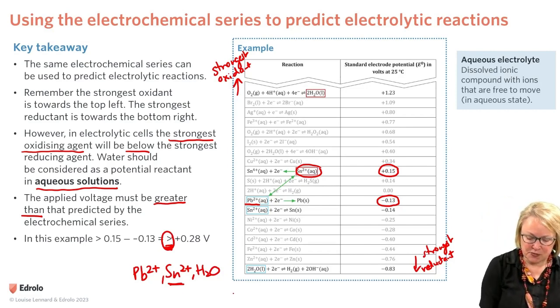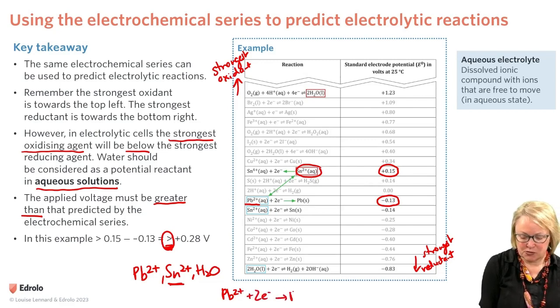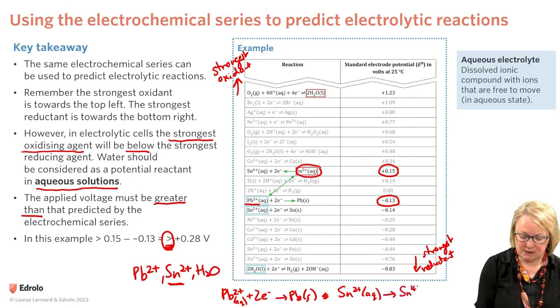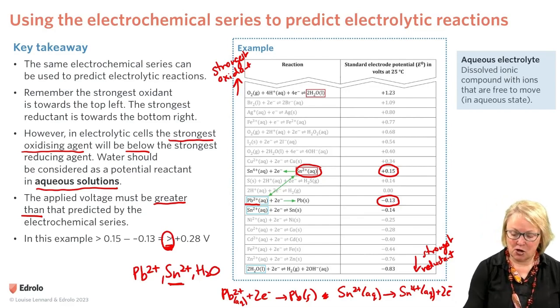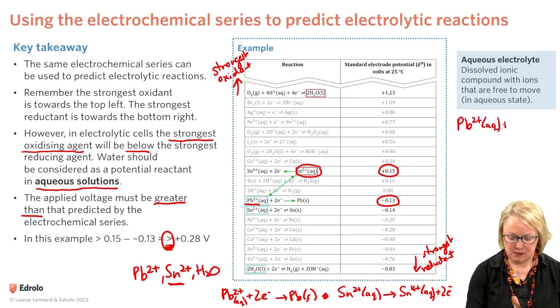So our two reactions would be Pb2+ aqueous plus 2 electrons to produce Pb solid, and Sn2+ aqueous reacts to form Sn4+ aqueous plus 2 electrons. These are the two half reactions, and to get an overall reaction we would have Pb2+ aqueous plus Sn2+ aqueous react to form Pb solid and Sn4+ aqueous.